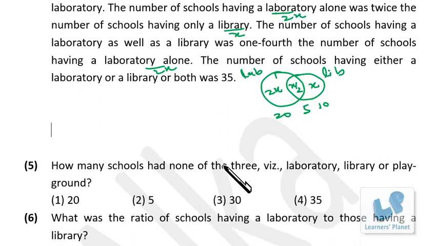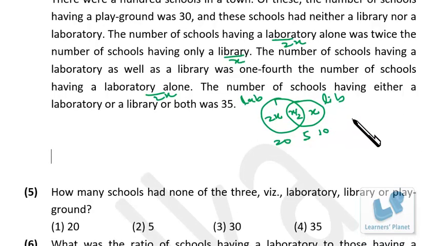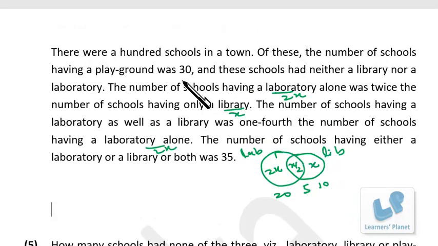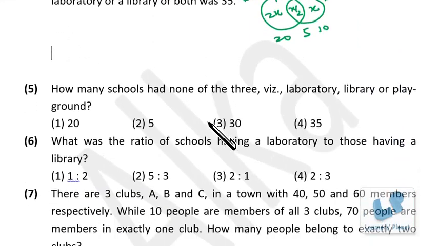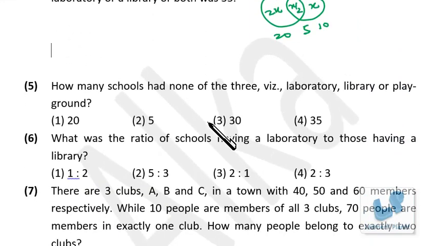Now we see the first question. How many schools had none of three, that is laboratory, library and playground? Okay, so 35 schools having laboratory or library or both of them, and 30 schools have only playground. So remaining 35 schools have nothing. So that is pretty simple.